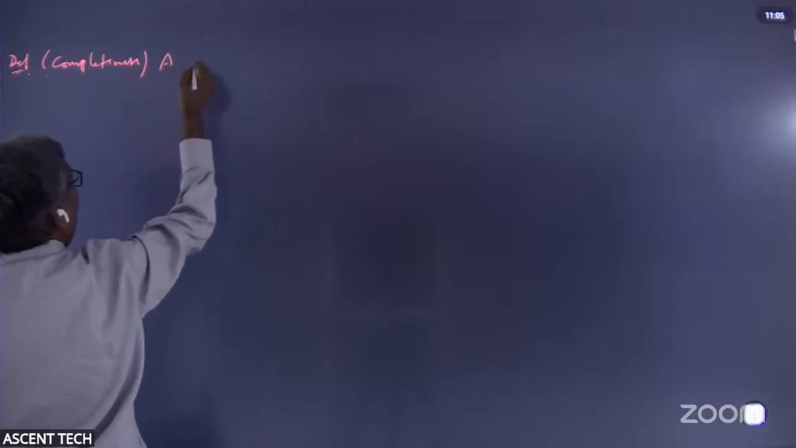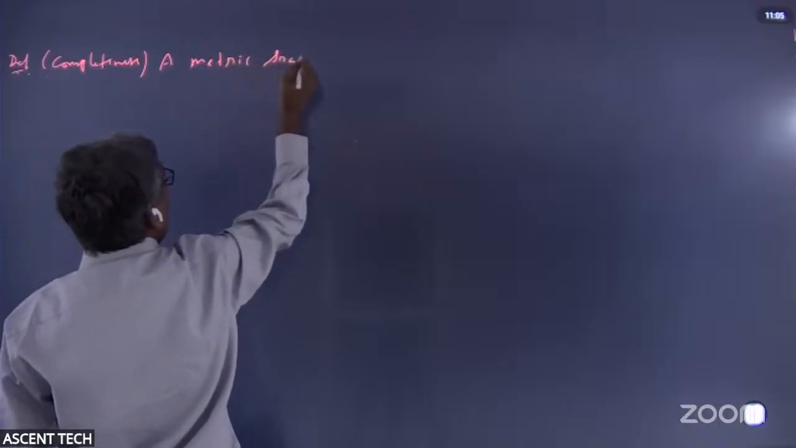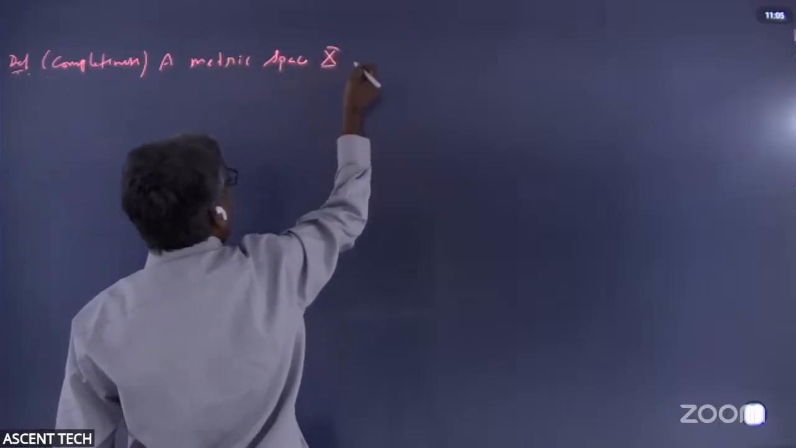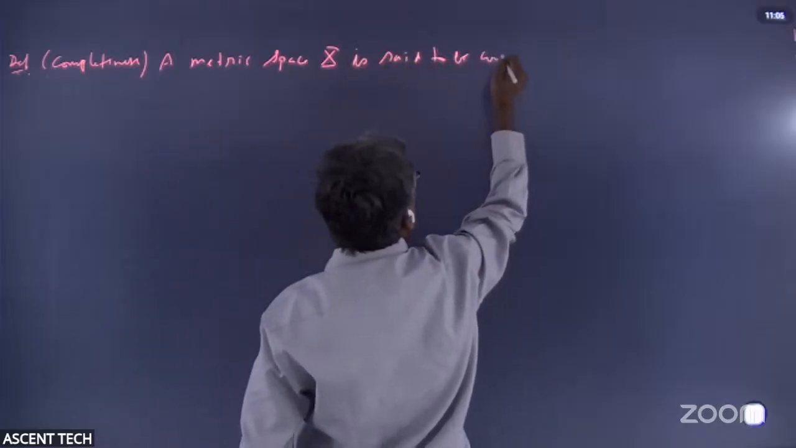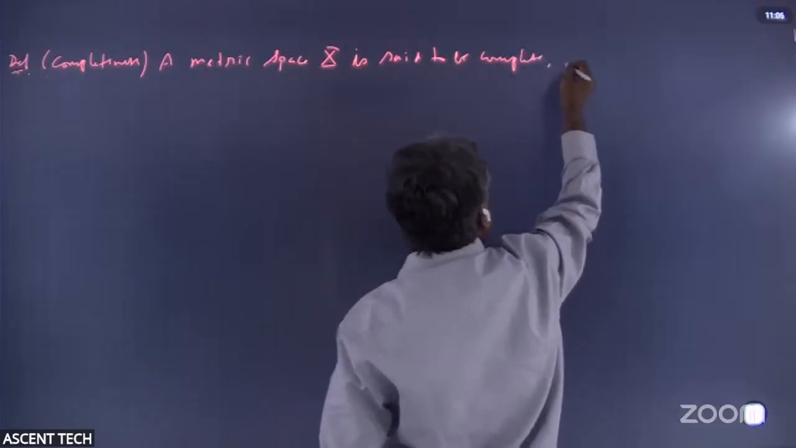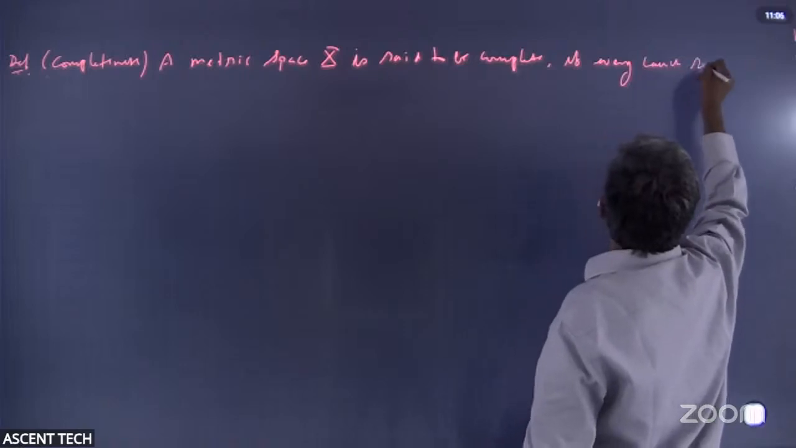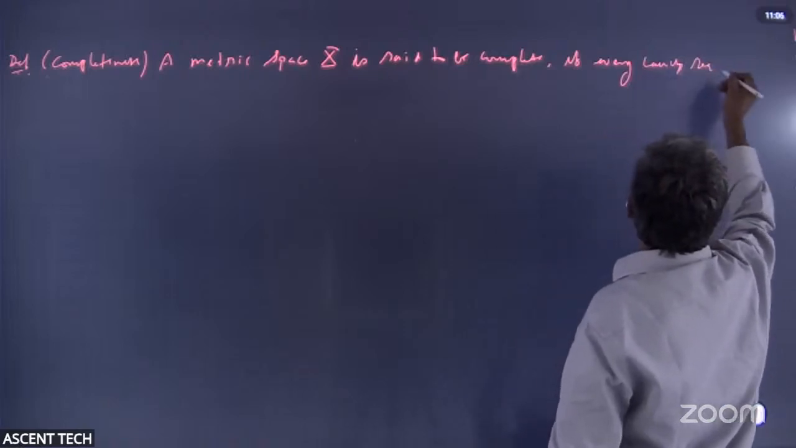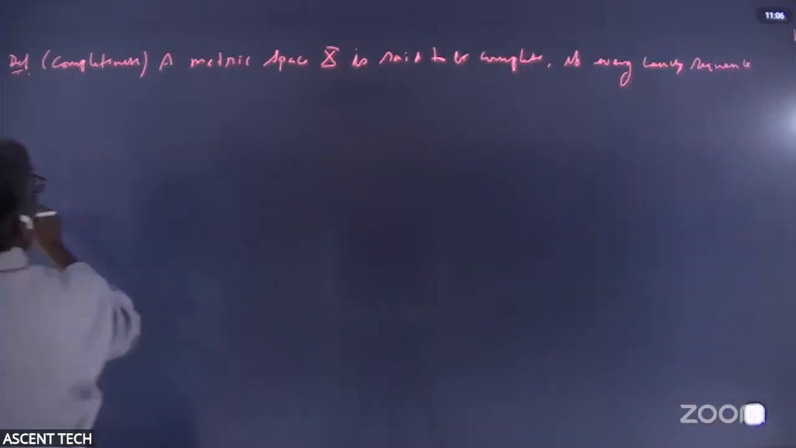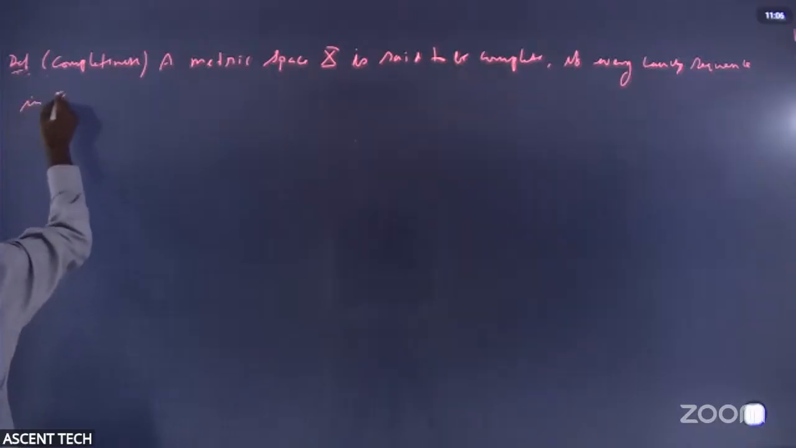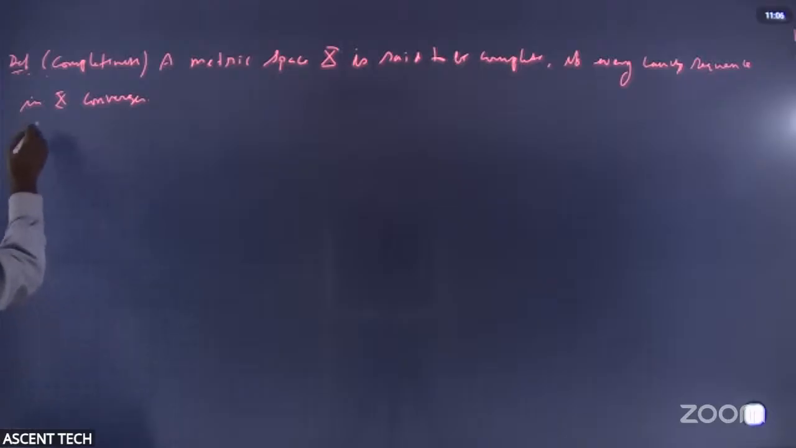A metric space X is said to be complete if every Cauchy sequence in X converges. You know what a Cauchy sequence is?